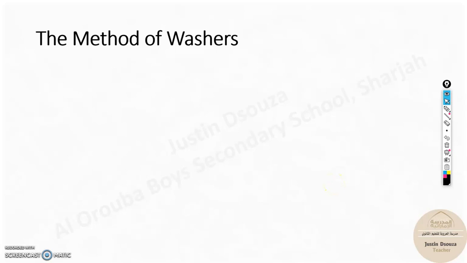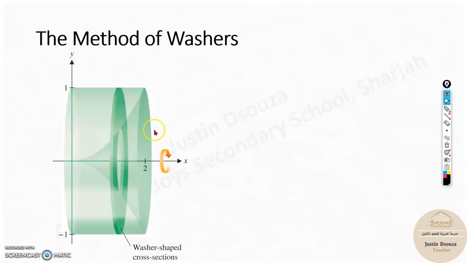Similar to the method of discs, we have the method of washers. Washer means something that has a hollow space in between. Now this is a circular cross section, but you can see a hollow space. So when we find the volume, we need only the volume of this solid, not the hollow space. So what can you do?